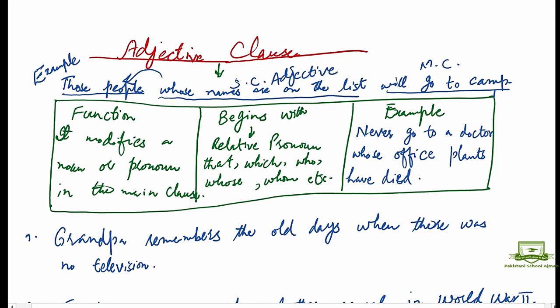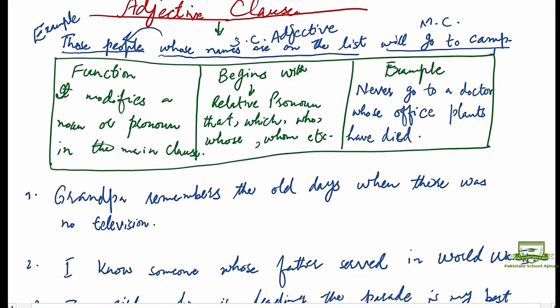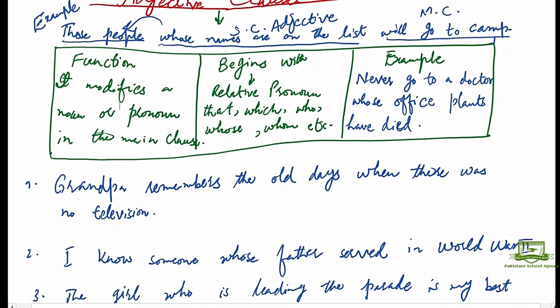Okay. Now we'll see what is the function of an adjective clause. It modifies a noun or a pronoun in the main clause, and it begins with a relative pronoun. What is a relative pronoun? That, which, who, whose, whom, etc.